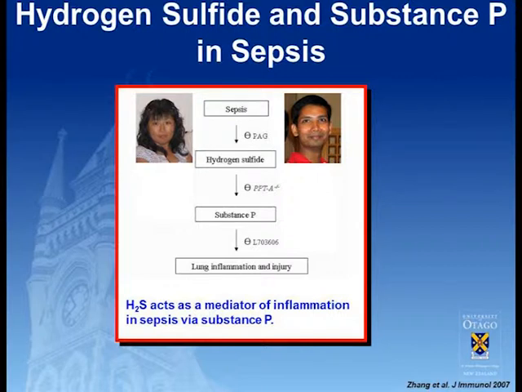What they did was they looked at PAG, that is blocking H2S synthesis, different approaches, or genetic deletion of substance P, or blocking the action of substance P with a specific receptor antagonist. So using different approaches, it was shown that H2S acts as a mediator of inflammation in sepsis via substance P.